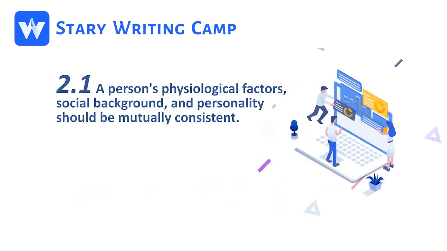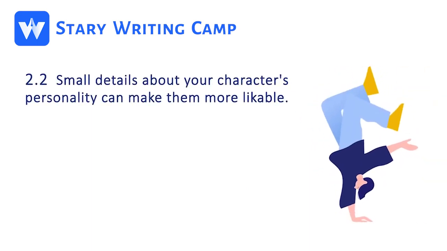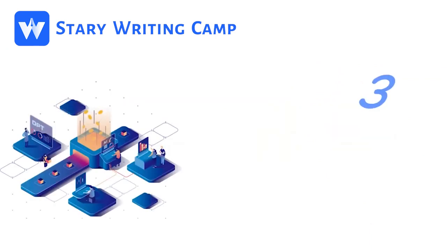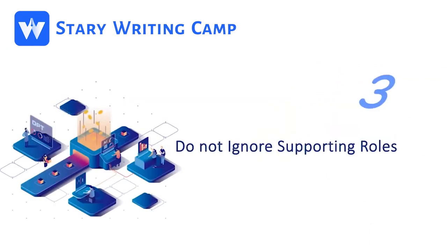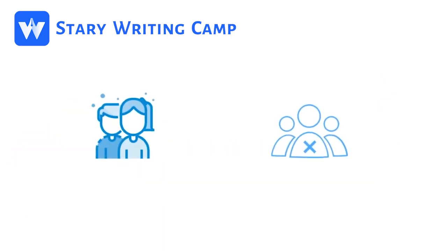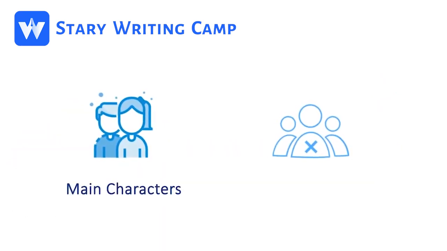2.1. A person's physiological factors, social background, and personality should be mutually consistent. 2.2. Small details about your character's personality can make them more likable. 3. Do not ignore supporting roles. Supporting roles not only drive the storyline, but they also win over readers in their own way.